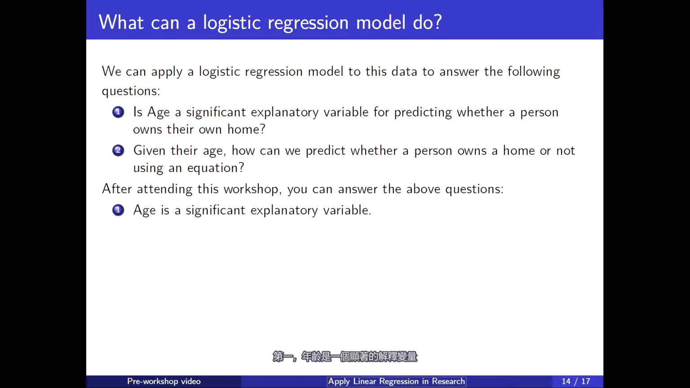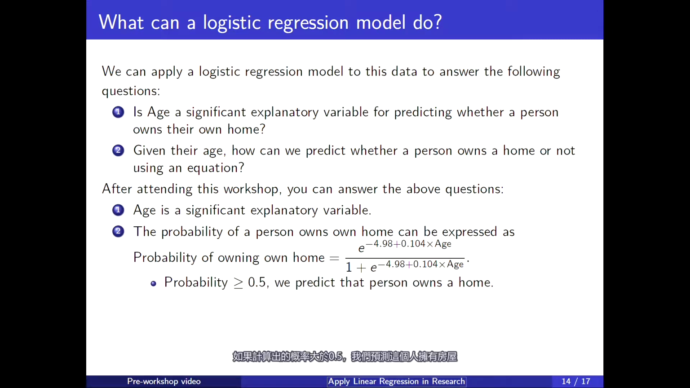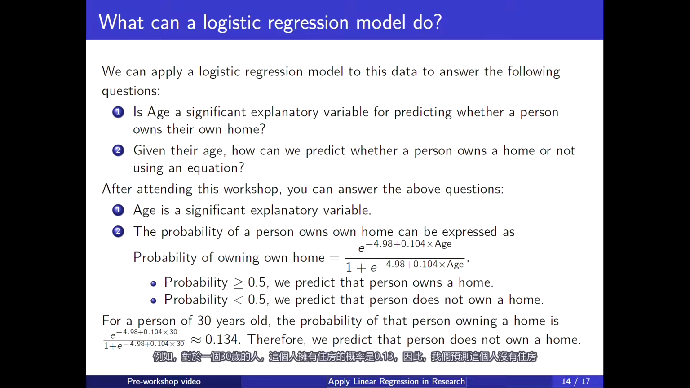First, age is a significant explanatory variable. This equation can express the probability of a person owning their own home. If the calculated probability is greater than 0.5, we predict that person owns a home. And if the calculated probability is less than 0.5, we predict that person does not own a home. For example, for a person of 30 years old, the probability of that person owning a home is 0.13. Therefore, we predict that person does not own a home.